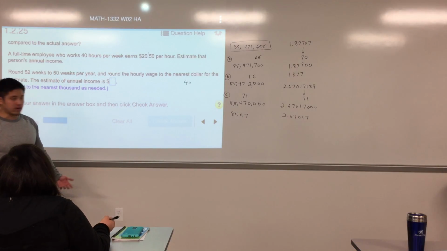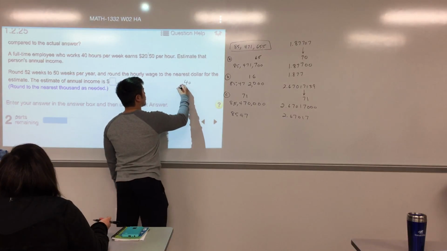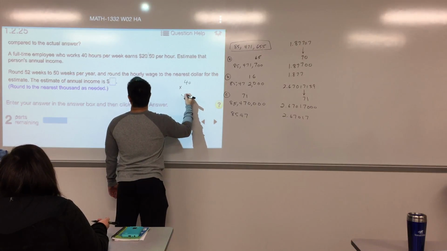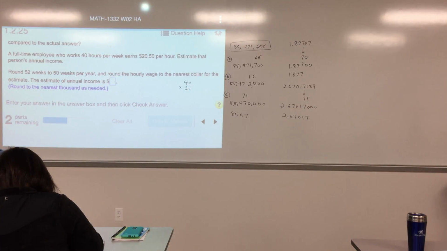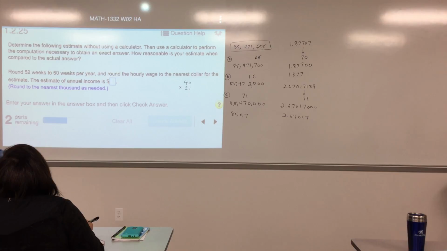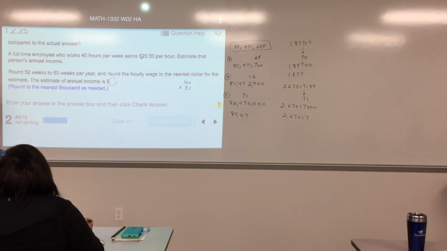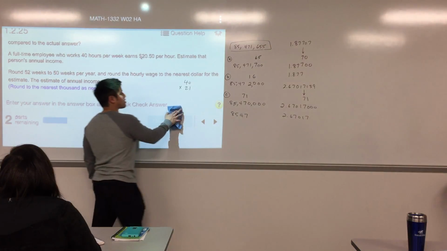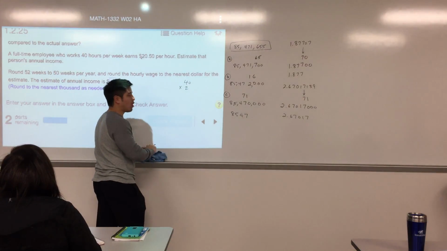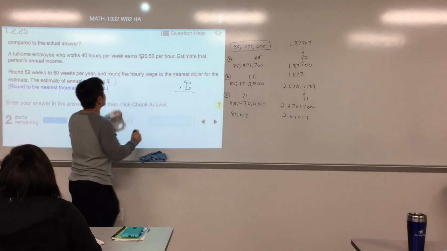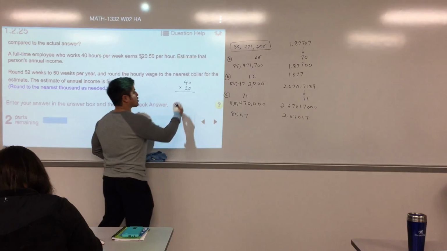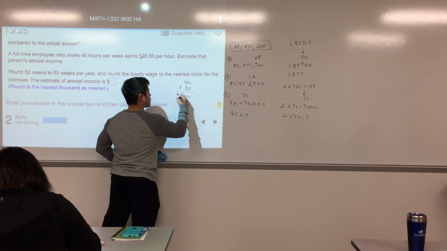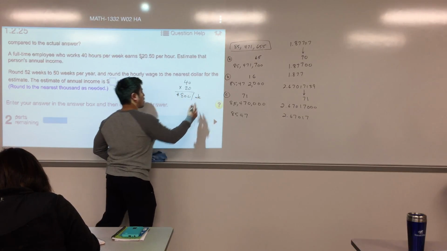40 times 20. So you could do it as 40 times 20. You can even do it as 40 times 21 if you really want to round it up. I'm going to look at the specific directions. Determine the following estimate without using a calculator. Now, if I was not using a calculator, I might do this not as 21, but just 20, even though the correct way of rounding is technically 21 if you round to the nearest number. But I'm going to do 40 times 20, which means you make about $800 per week, right?